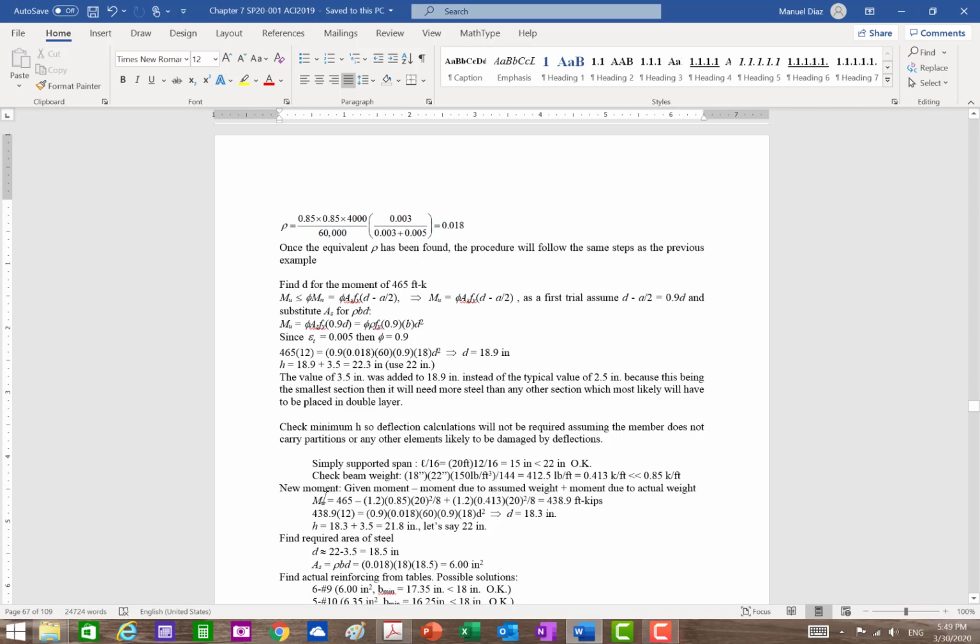Don't forget that, because this value, your Mu, is a factored value. So your weight of your beam has to be multiplied by 1.2. So this gives me the moment due to the assumed weight of 0.85. The next one is the moment due to the new weight, and again, it is being multiplied by 1.2, right? Because you want factored values, okay? And so my new moment then is 438.9.